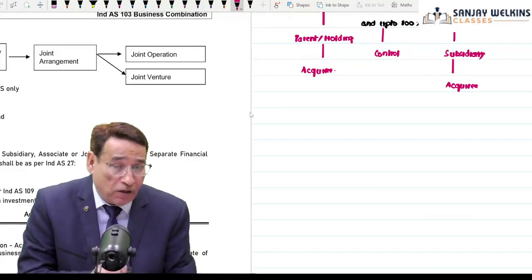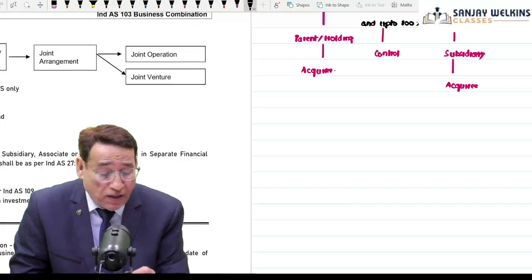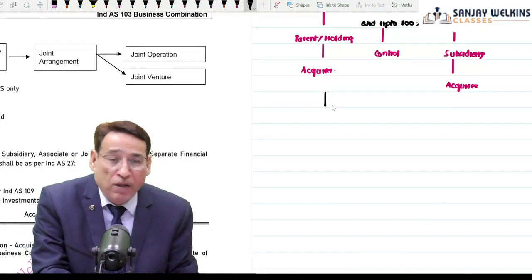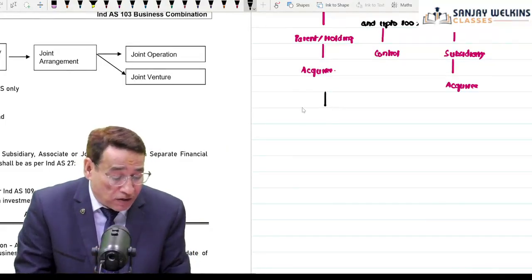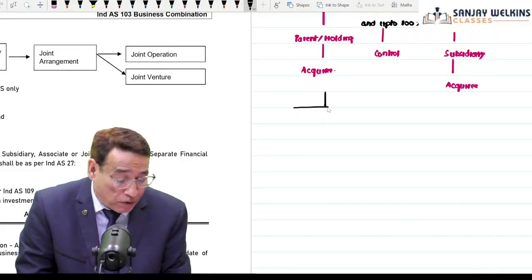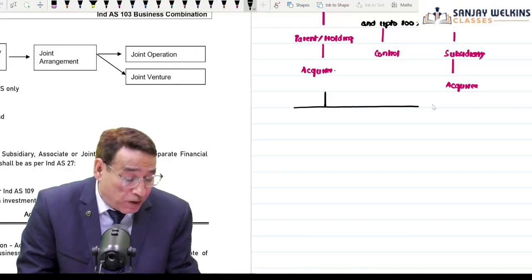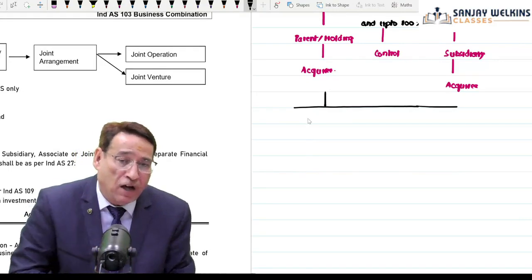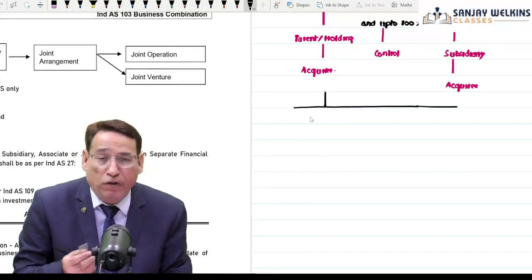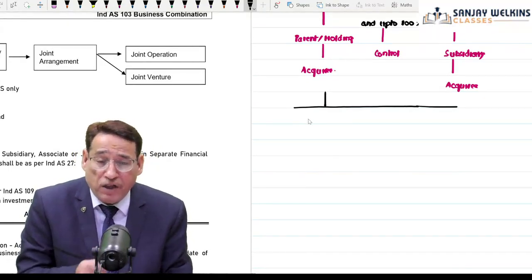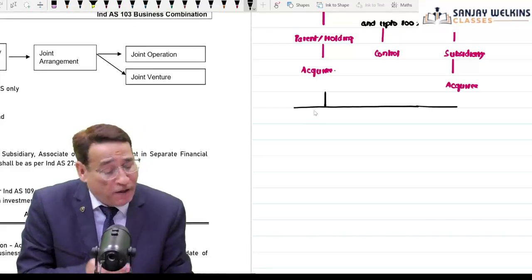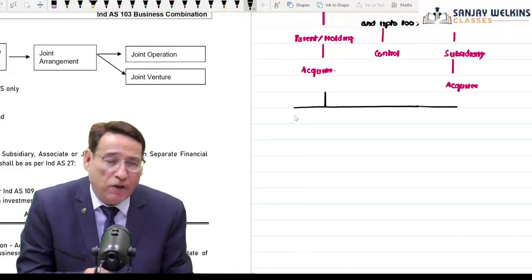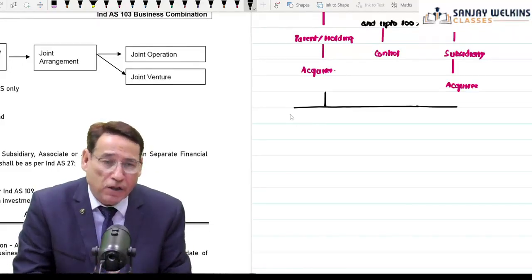Now in this particular case, as far as accounting aspects are concerned, similar to the last case, the investor entity will have to prepare separate financial statements and consolidated financial statements. We saw that when we had an associate, even in that case, we prepared separate financial statements and consolidated financial statements. Similar to this one, this time we have a subsidiary or acquiree company, simply because we have control over this particular enterprise.